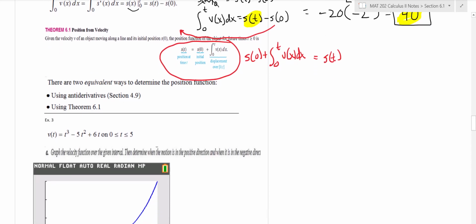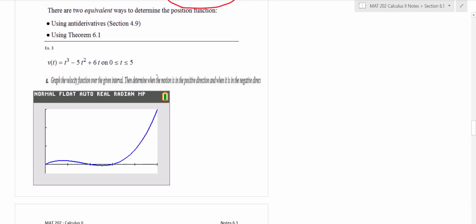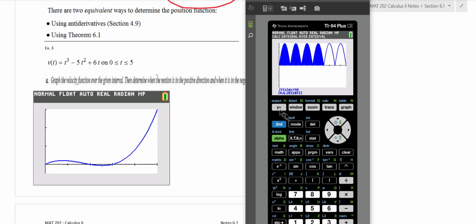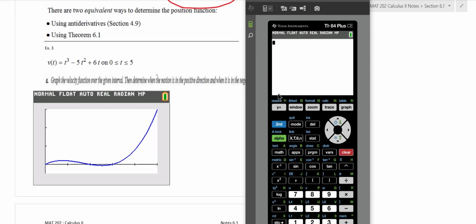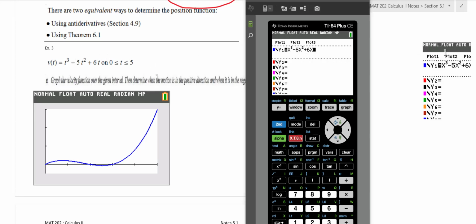Okay, so let's move down to the bottom, and I'm going to do a graph on this. I'm going to put this on the calculator because I want to do a little bit of checking too. If you have your calculator, go ahead and do this with me. Erase this and put in this function: x to the third minus 5x to the second plus 6x. We're going to graph on the interval 0 to 5.